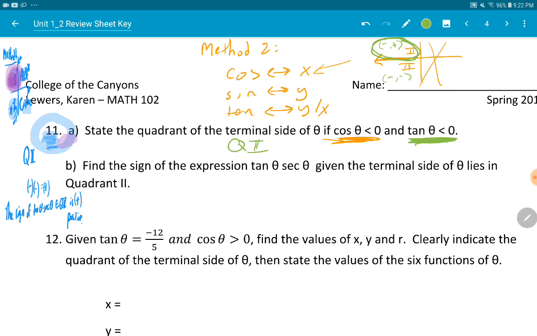Same idea for the next part, part B. So the sign of the expression tangent theta secant theta in quadrant 2, we've got to think x and y are opposite signs. Tangent is y divided by x, so tangent must be negative. And secant in quadrant 2, secant is the inverse of cosine, so it follows the sign of x. And in quadrant 2, x is negative. So negative times a negative gives me a negative. I'm sorry, positive.